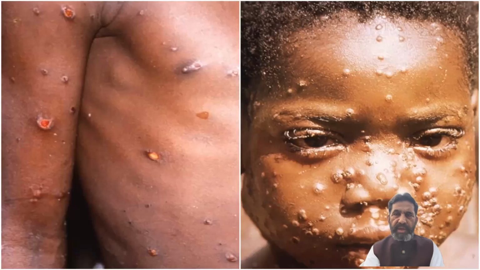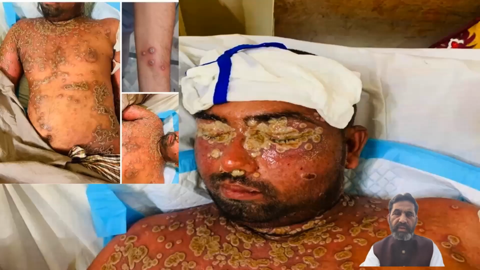After that, sometimes it starts drying. This is the regression phase, after around 2 weeks. This can regress to scales and scabs, but the signs may remain for hours, or we cannot say, because we have seen the signs in smallpox for a long time.